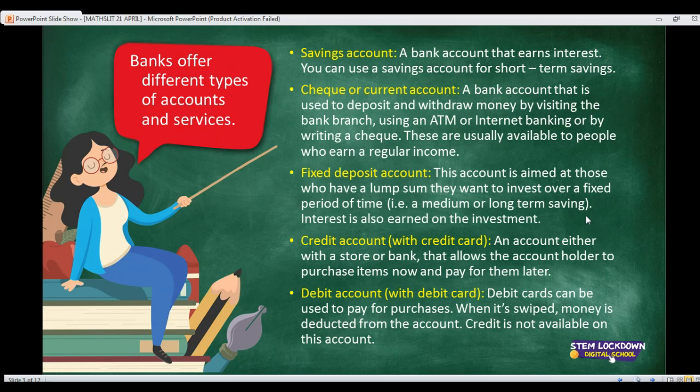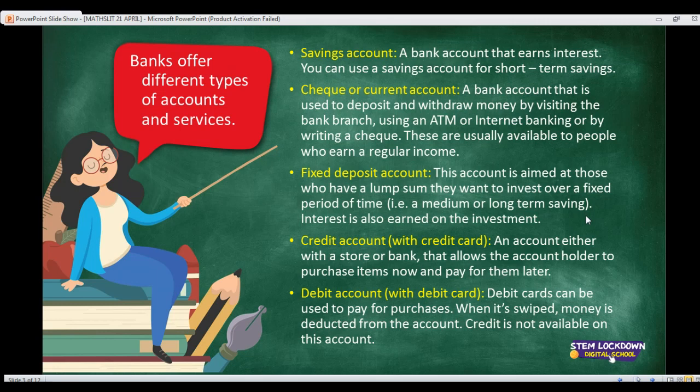A bank account that is used to deposit and withdraw money by visiting the bank branch, or you use an ATM or internet banking or writing a check. These days you can even withdraw from the till at the shop. You see, a lot of options are available these days, and they are usually available to people who earn a regular income. So they depend on the banks and the services they offer.